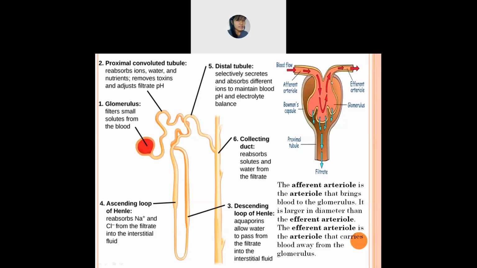Efferent means going away from the glomerulus, because it has to pass the pure blood to different parts of the body. So remember, afferent means coming in, and efferent means going back. The size of the efferent arteriole is also smaller, because the blood gets filtered, so it is smaller compared to the afferent arteriole.